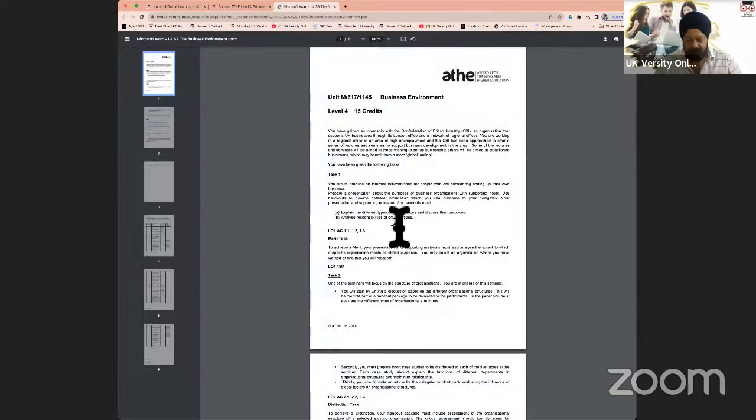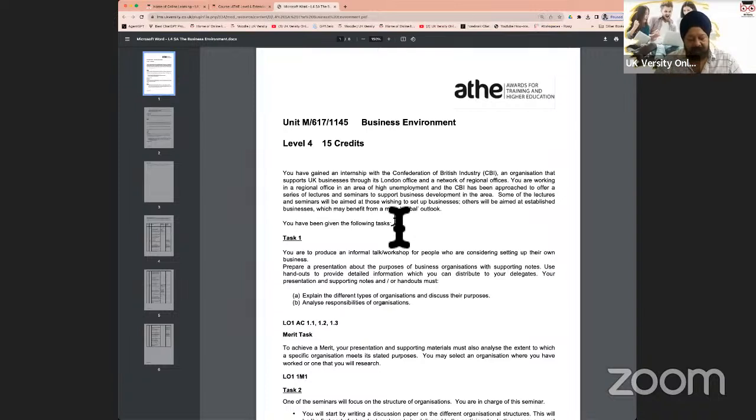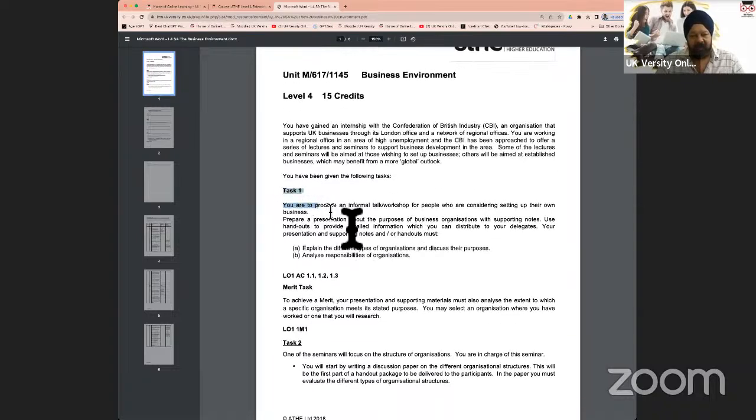assignment brief, if I open that up, because there are no exams, so what will happen is, in this case, for example, the business environment assignments that you look at from ATHE, they'll all give you a bit of a scenario to assume. So in this case, the scenario is primarily you're working with the CBI, the Confederation of British Industry. And with that option in mind, you've been asked to do a number of tasks, which will essentially be divided into what are called tasks and activities.